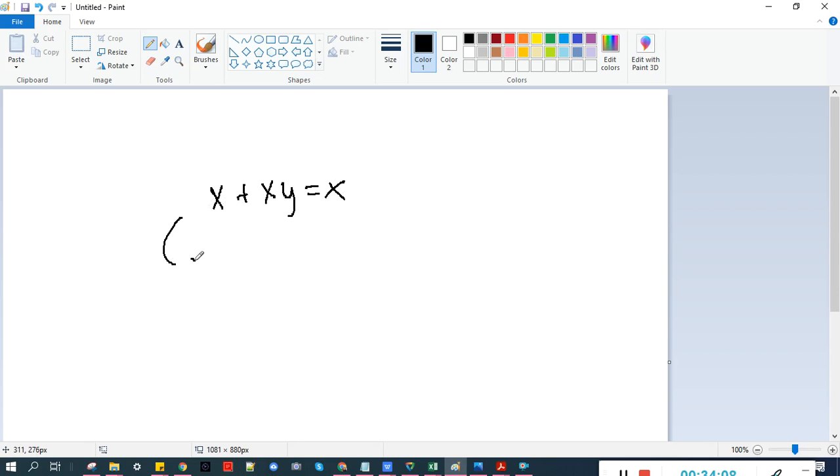How? x or xy, we distribute by distributive property in Boolean algebra. x or x dot x or y. We know that x or x is equal to x, then we just went back to the original. This is not the right solution.